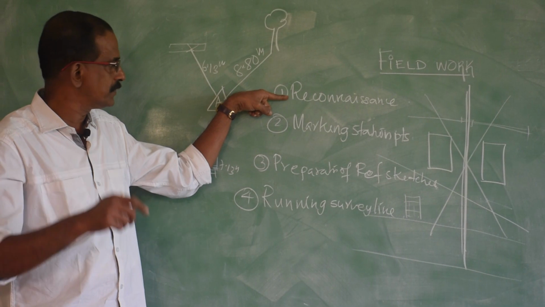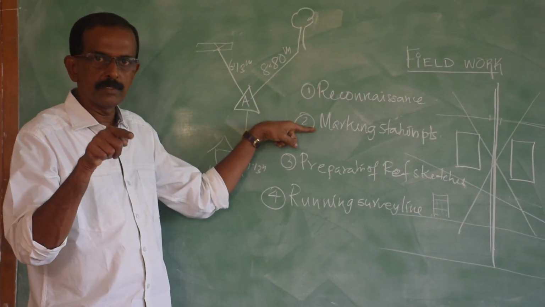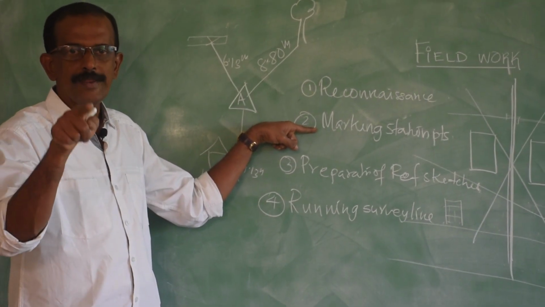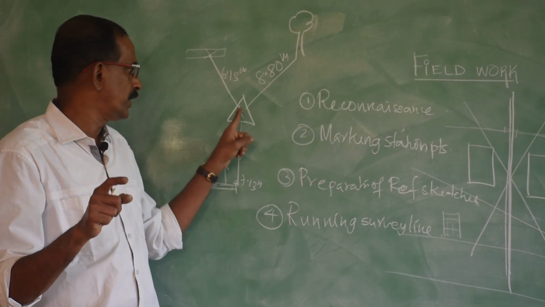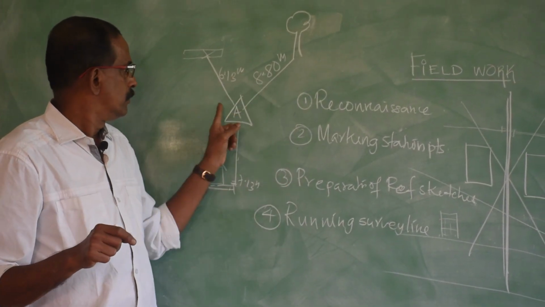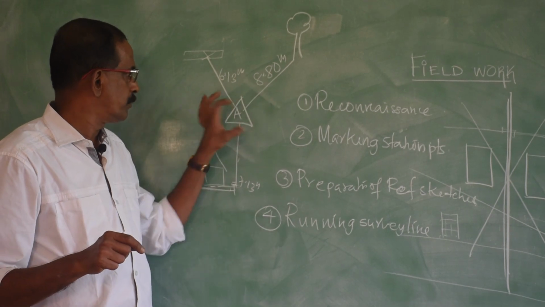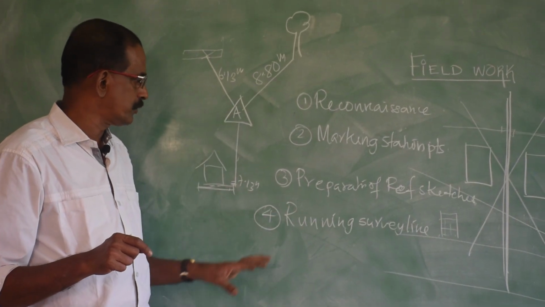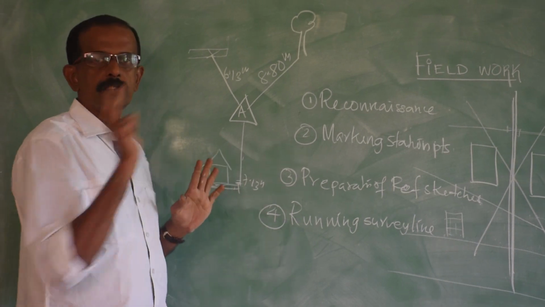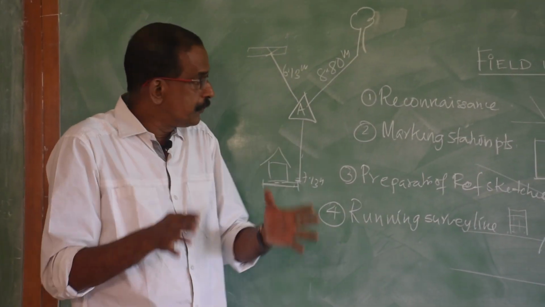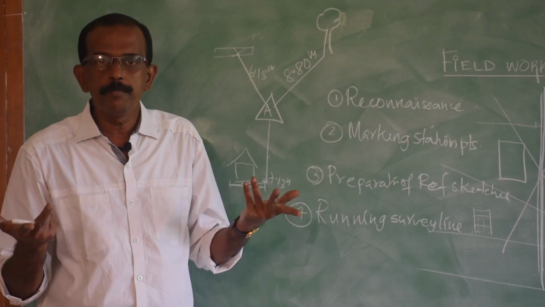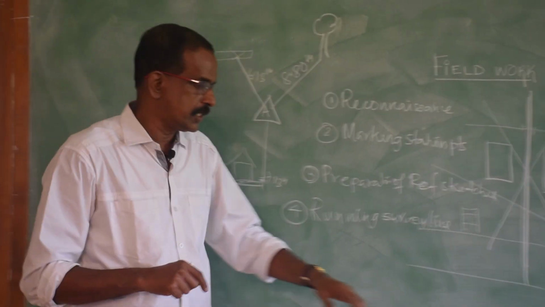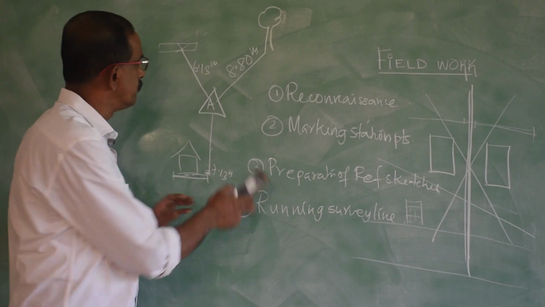Reconnaissance means study of the site, marking stations either with a peg, ranging rod, nail or by constructing small pillars, then referring at least one station point, either A or B, to 3 permanent objects and preparing a sketch like this, that is called preparation of reference sketches, then measuring the distances. Even if you take these much precautions, when you stretch the chain, there may be obstructions. So, if obstructions come, how to overcome the obstructions?